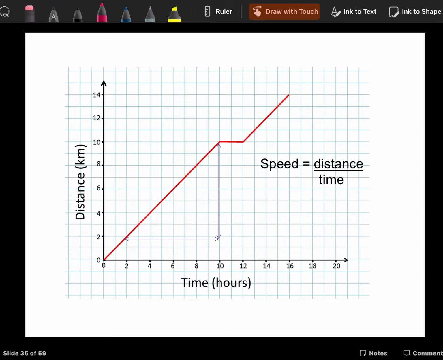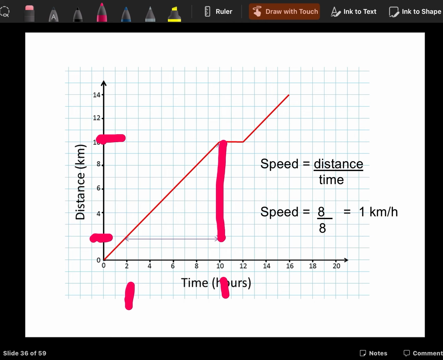Like on this point, so what is the rise here? Look, from where it starts, from 2 to 10. Now the rise starts from where? What is the starting value? 2 and then 10. So 2 to 10 here. What is the rise? 8. What is the run? Check the run also, along the x-axis 2 to 10. So 8. 8 over 8, 1 kilometer per hour.